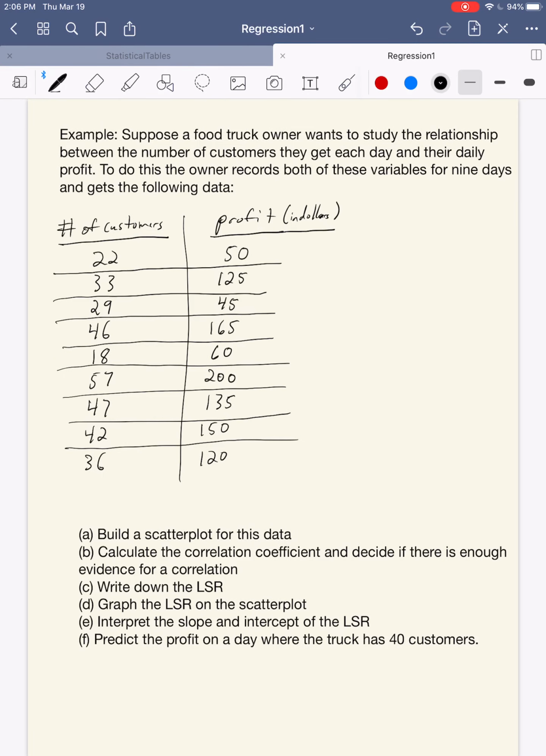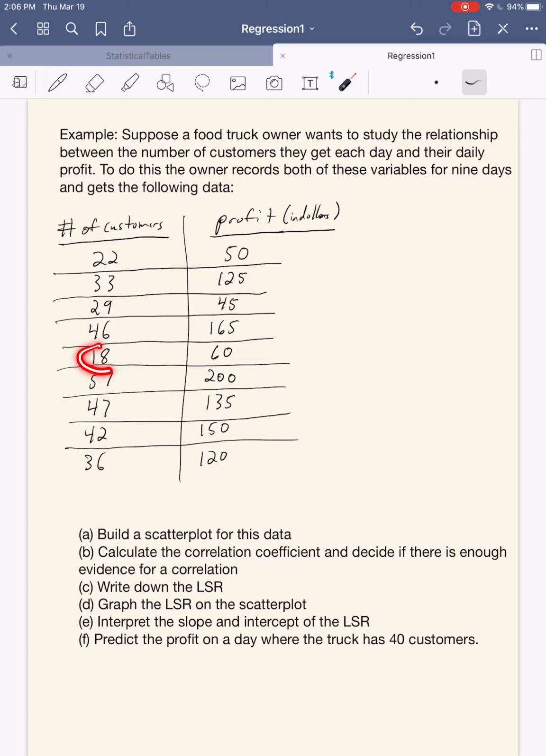All right, so this example says that we want to suppose that we have a food truck owner who wants to study the relationship between the number of customers that they get each day and their daily profit. So they go through and record both of these variables for 9 days and get the following data. On one of the days, they had 22 customers and made a profit of $50.